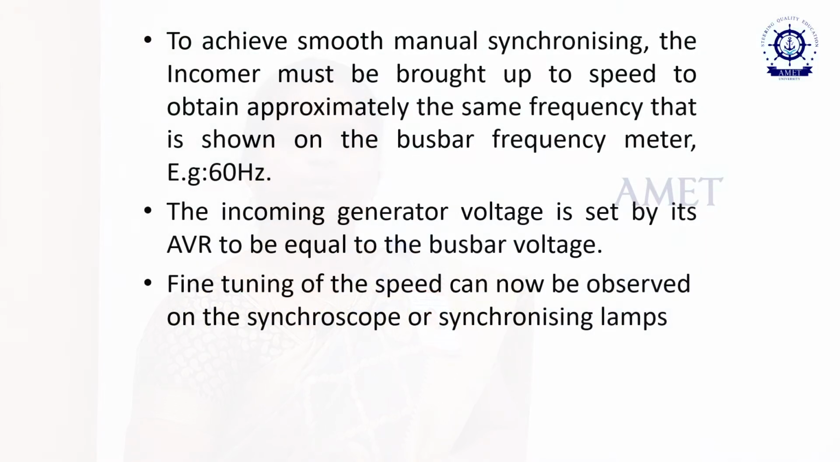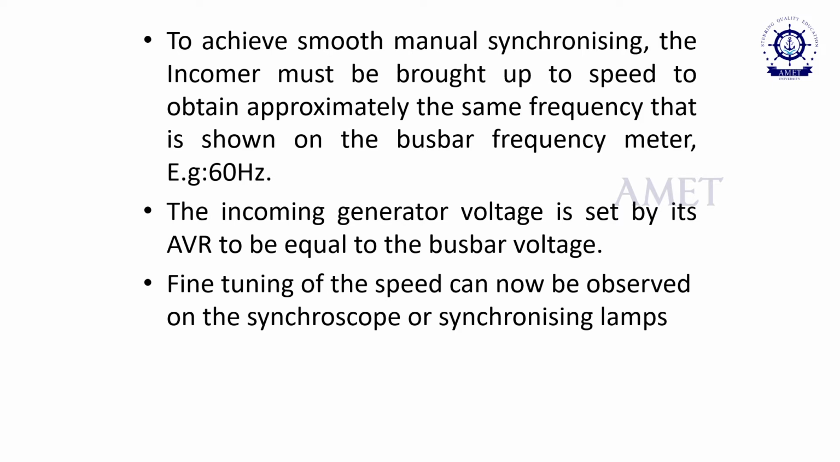The incoming generator voltage is set by the AVR. Usually, apart from the frequency, the voltage of both the generators is also very important. The incoming generator voltage must be equal to the voltage of the already running generator. This voltage of the incoming generator can be checked and regulated with the help of the automatic voltage regulator. So this AVR plays a major role in this synchronization process.